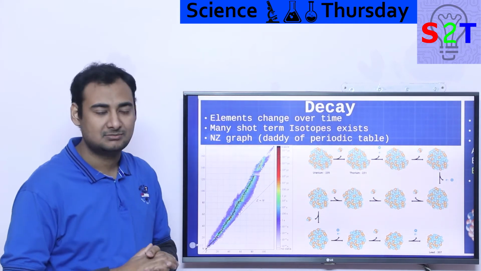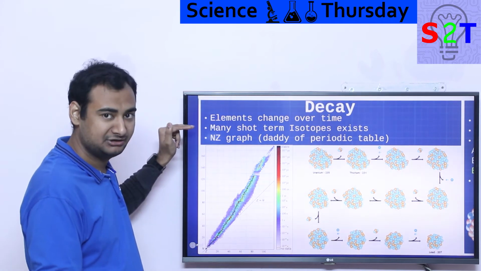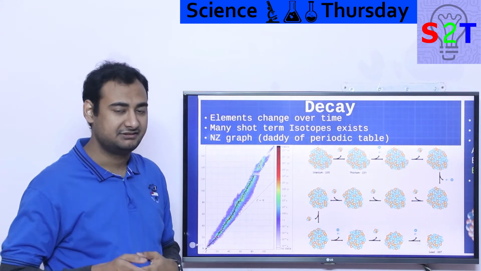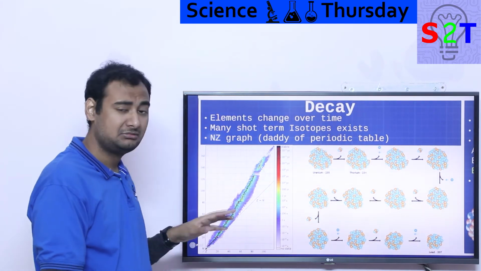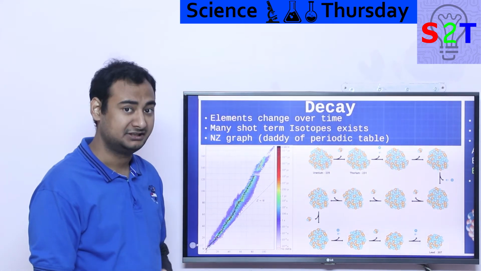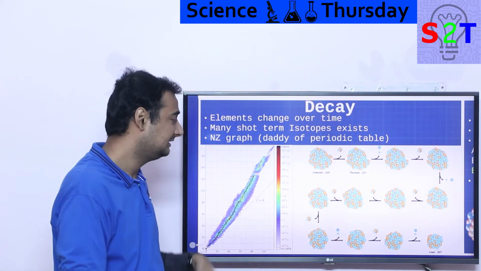However, there is a bigger brother of the periodic table that we call the NZ graph. Basically, you take neutrons and add them on one axis, you take protons and add them on another axis, and then you draw out a graph. Basically every isotope is figured out. It creates another kind of, quote unquote, periodic table. Now this periodic table is much fuller because it accounts for every single state of an element we have found so far.